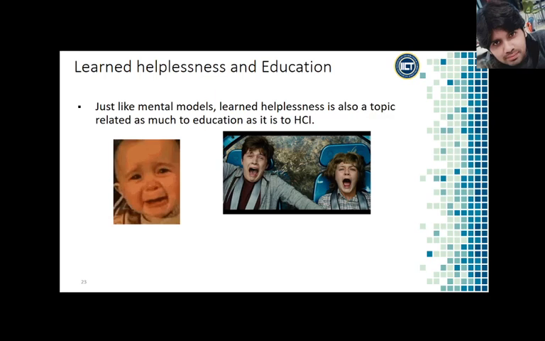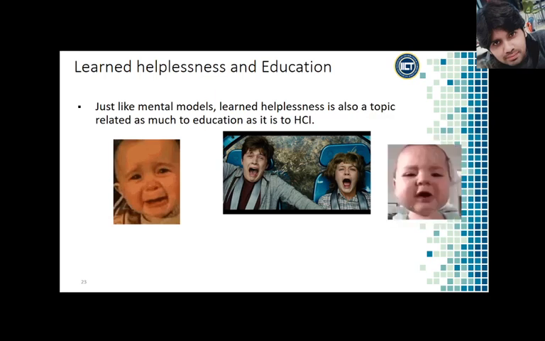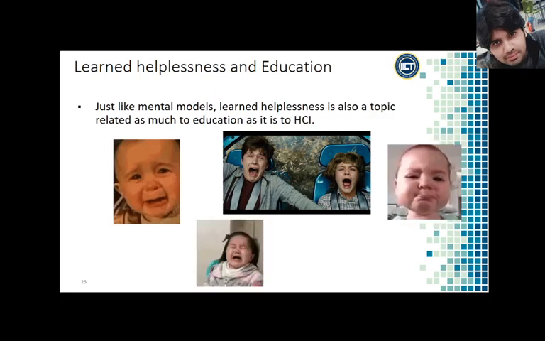So if you are a parent or a guardian dealing with learned helplessness as an interface designer, just imagine that you are the user and the interface is your screaming child. What feedback would you need from your child to figure out how you can help them? And how can you build that kind of feedback into your interface?